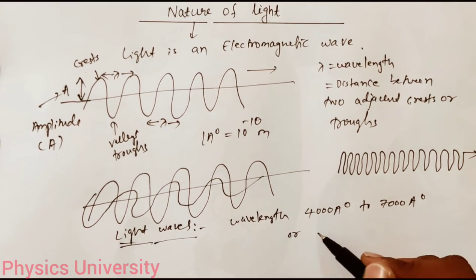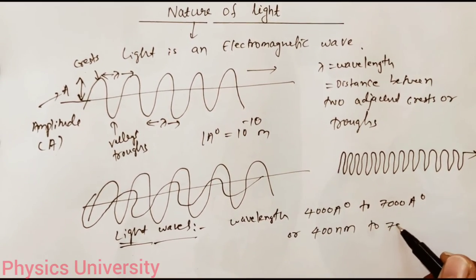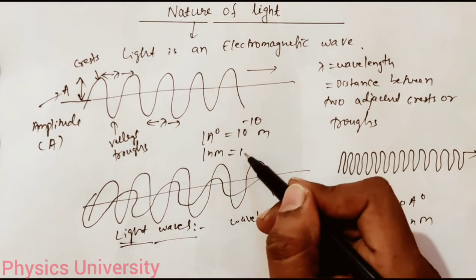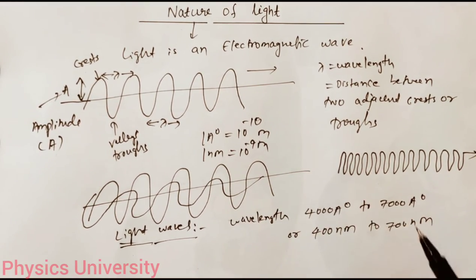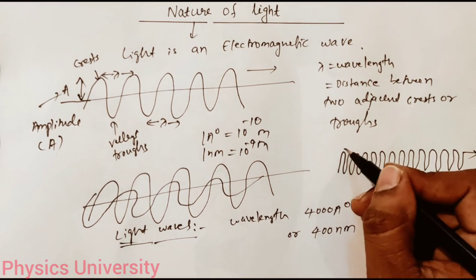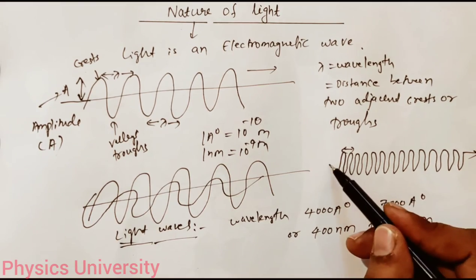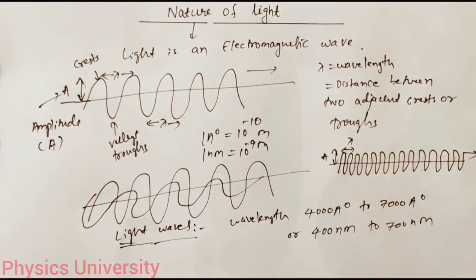Or in nanometer also you can write it 400 nanometer to 700 nanometer, where 1 nanometer equals 10 to the power minus 9 meter, right? These are the typical wavelengths. So these are very small wavelengths, right? The wavelength here, if you measure, is in angstrom, which is very small. And the amplitude also, if you measure, is also very small.